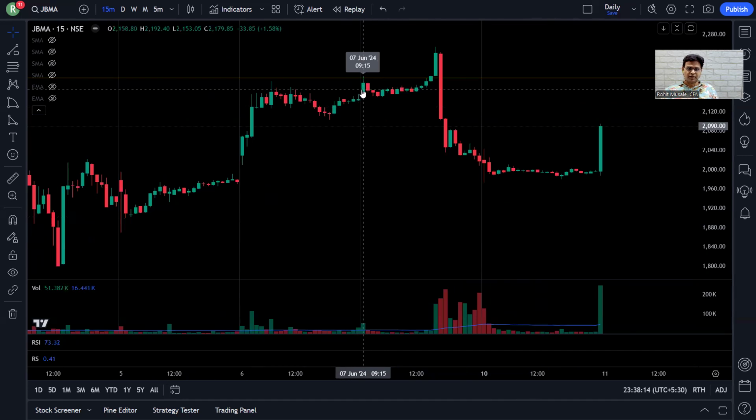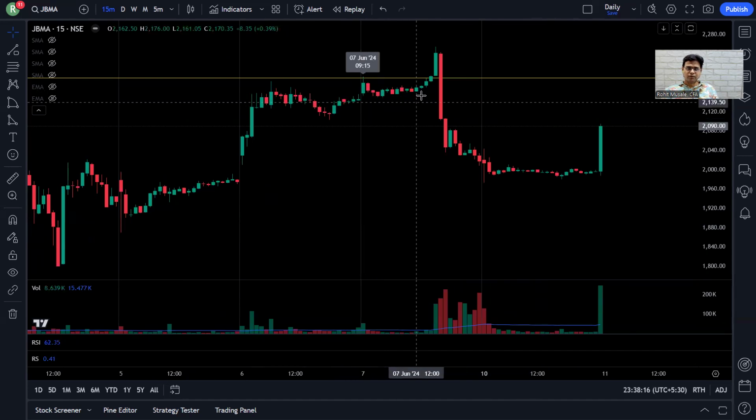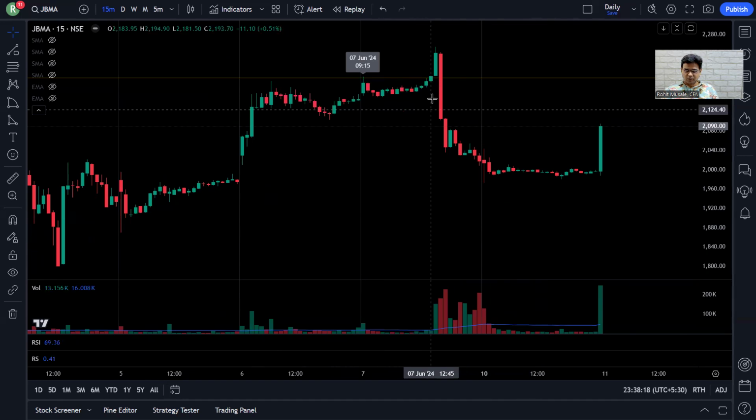This is the first candle, second, third, fourth, fifth. Finally, on the 12:45 candle, look at this small green candle. It broke above the yellow line. The moment the stock breaks above the yellow line, I buy. Okay, I took a 5% position here.